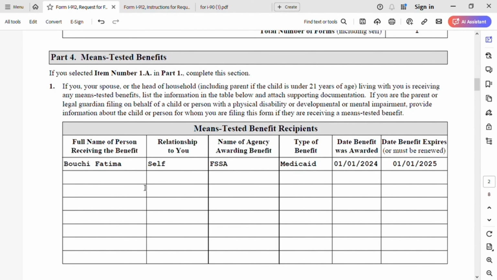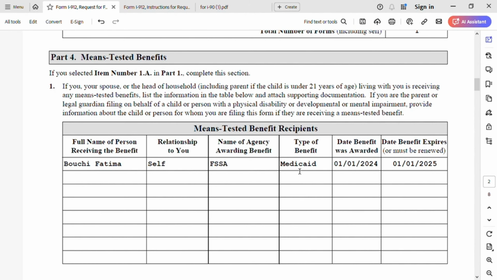For me, I'm her spouse. I do not receive any means-tested benefit. I'm sorry. So just only my spouse, which is Bushi Fatima, relationship to the requester is herself, because she is the one requesting a fee waiver for I-751. Name of the agency awarding the benefit: FSSA, because she is pregnant, she has Medicaid.